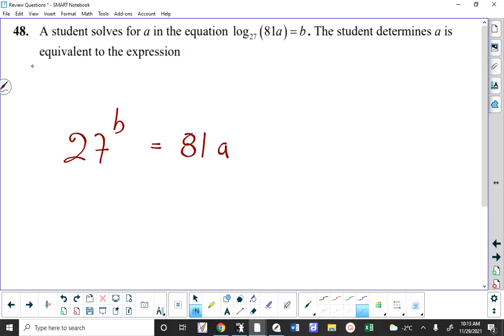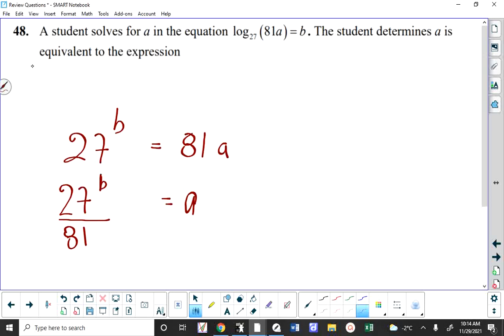If we convert this to exponential form, which is 27 to the b equals 81a, and divide both sides by 81, I suspect that this is not a choice. Am I right? Okay. Now, I know sometimes it's nice to look at the choices to try to figure out what's going on, but let's avoid that in this question. Can we simplify 27 raised to the b over 81? Well, 27 can be written in base 3, and so can 81.